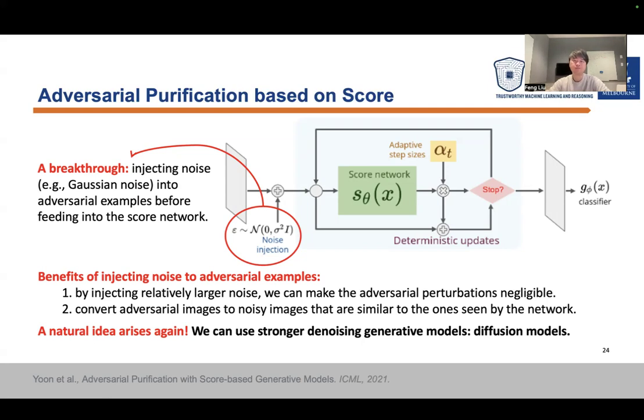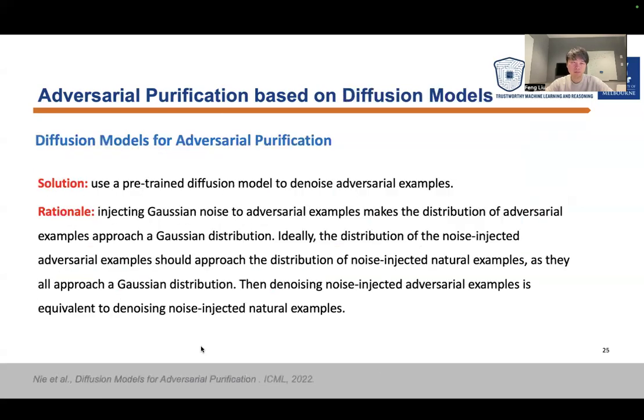Okay, that's a very important idea in this field. And based on this idea, we have a natural idea after this paper. Can we use stronger denoising general models? For example, diffusion models? The answer is yes, and it just makes this field thriving, okay. So the next work, DiffPure, published in ICML 2022. The solution is to use a pre-trained diffusion model to denoise adversary examples.